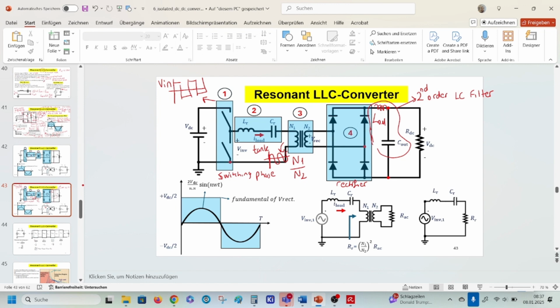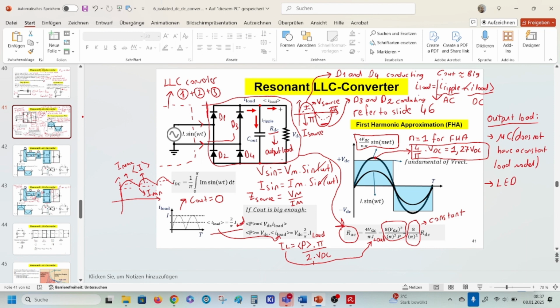And then at the output we have also the same sine wave scaled up or down by our turns ratio. This would be also a sine wave. And this signal here is actually this signal. This is the output of transformer.